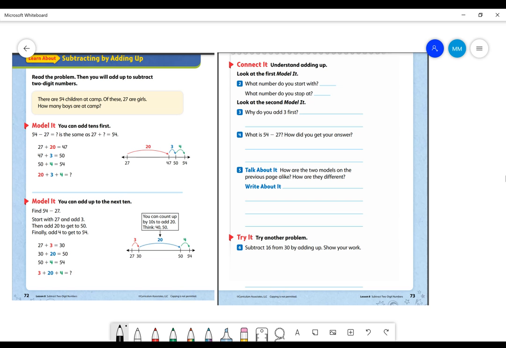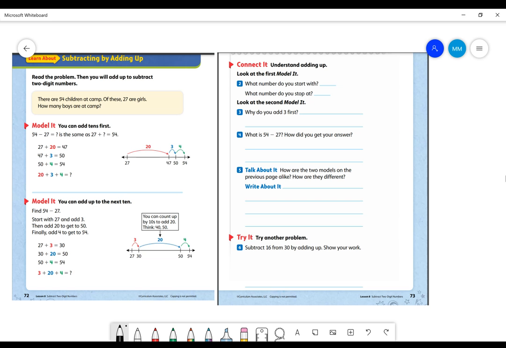So yesterday we introduced subtracting two-digit numbers. And yesterday we talked about using our 10 rods and our ones cubes as well as open number lines to help us subtract by counting on or borrowing from our tens place when we don't have enough ones in the ones place to subtract.